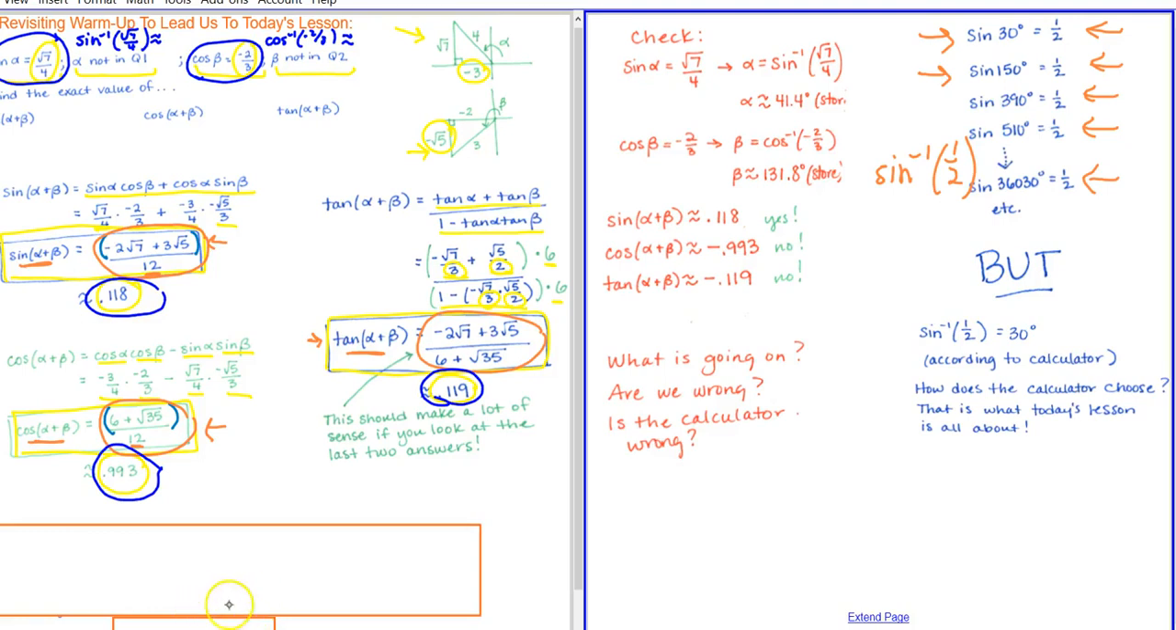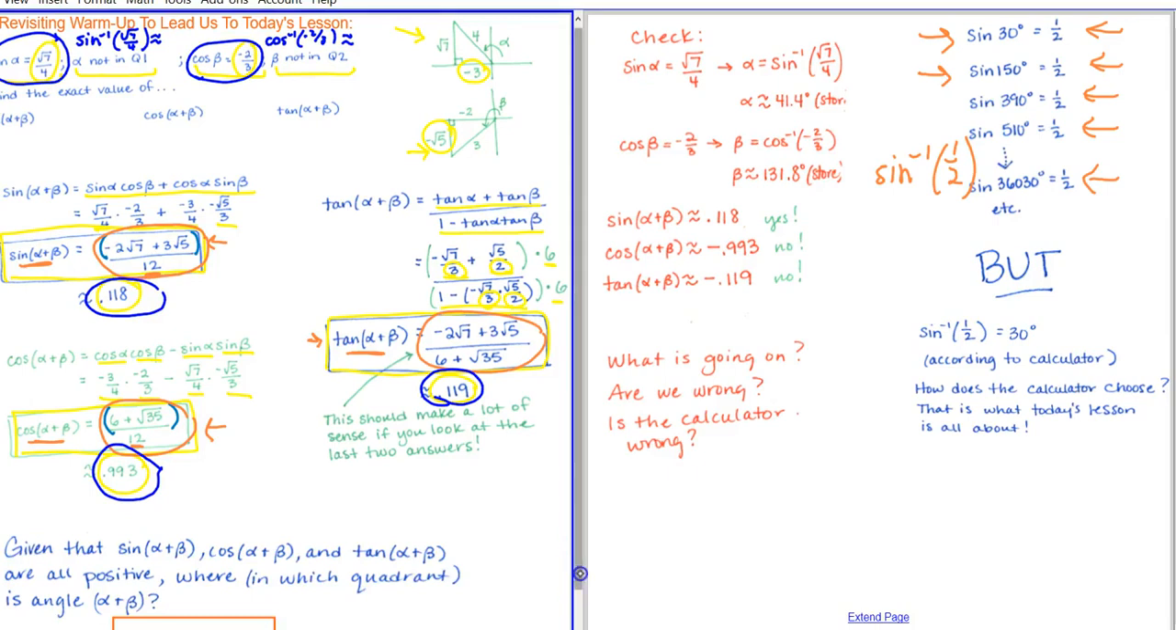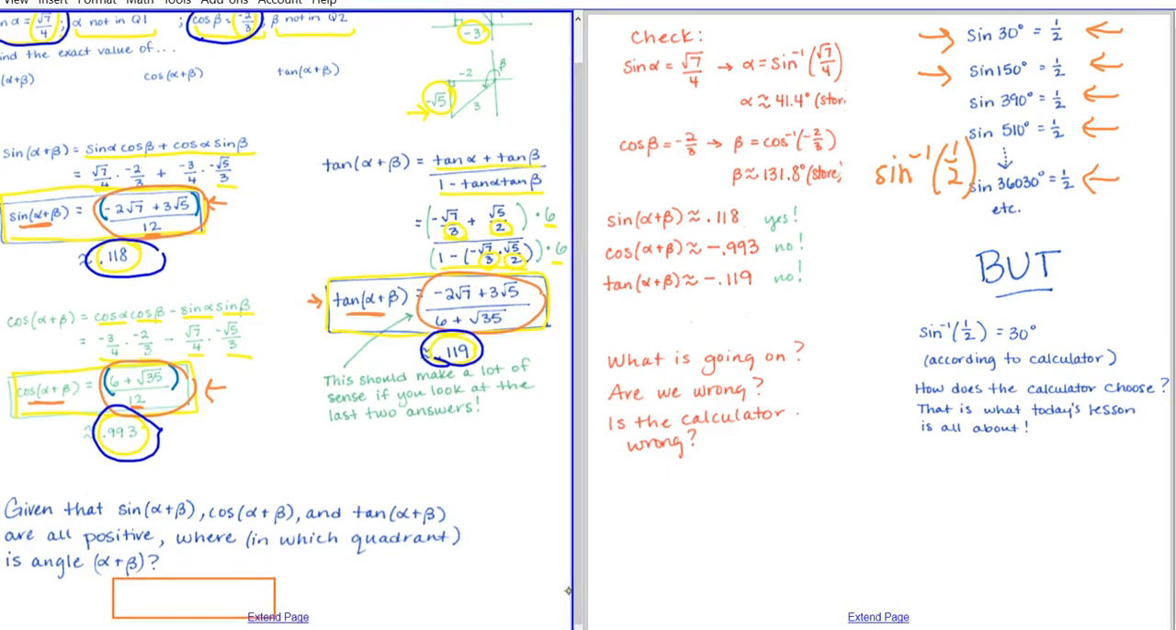And there's one other thing that I left behind on the previous slide, so let's take a look at that. Sometimes we're answering this question as well. Given that the sine and cosine and tangent of alpha plus beta are all positive, in which quadrant would you find angle alpha plus beta? Well, if they're all positive, can you guess? You're correct, quadrant 1. Very good. All positive in quadrant 1. Don't forget, all students take calculus. All positive in quadrant 1.